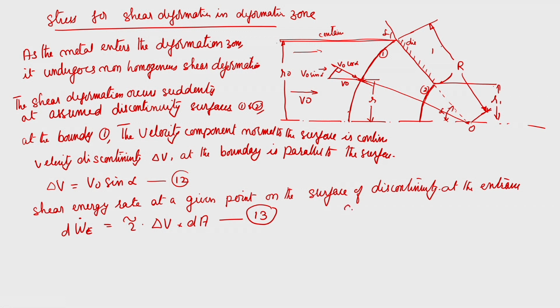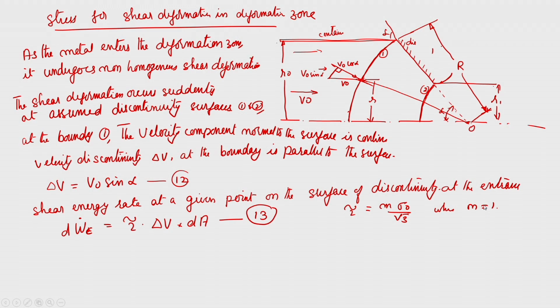And we can say that tau is equal to m into sigma 0 by root 3, where for perfect sticking m is equal to 1, and dA is a surface element parallel to delta V, where the shear occurs.